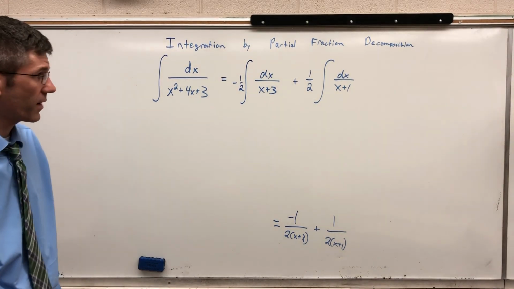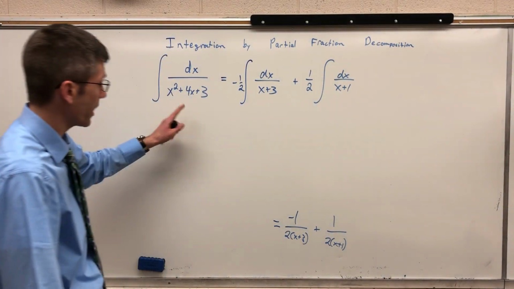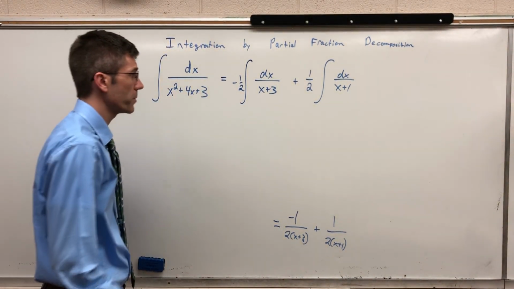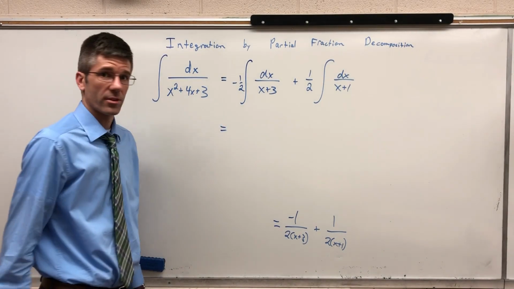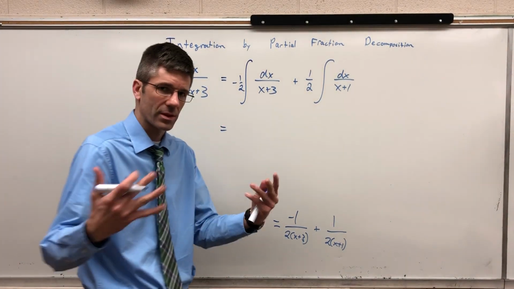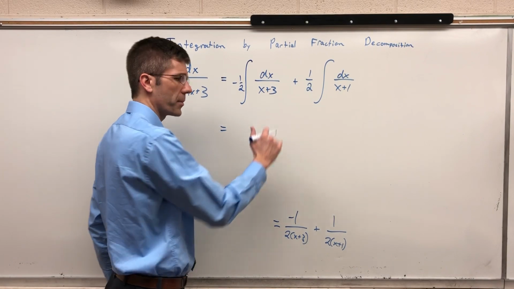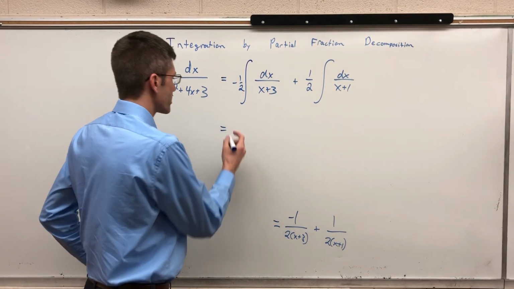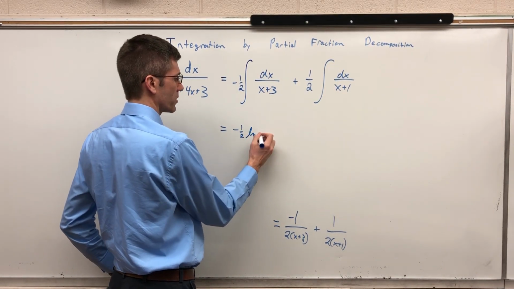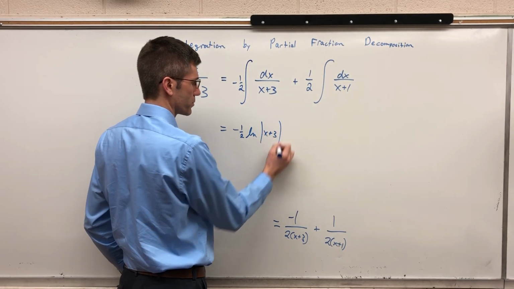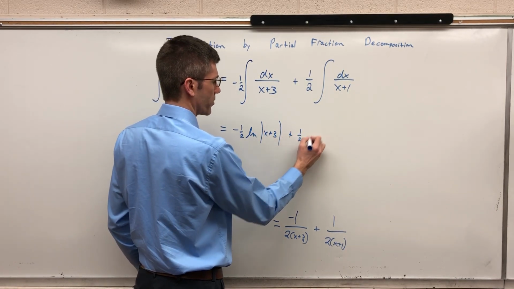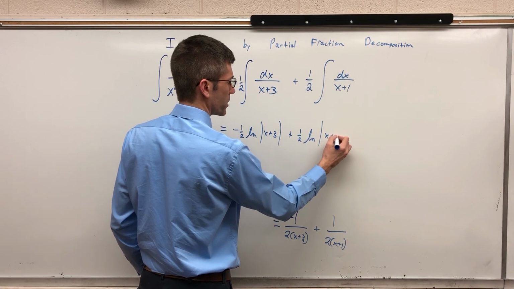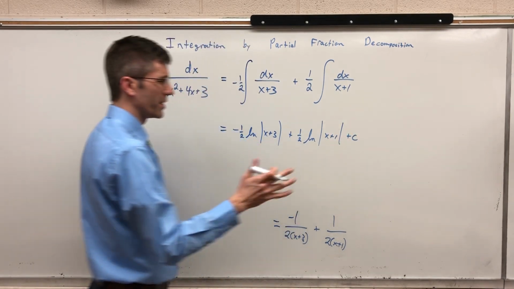Everything I've written here is perfectly valid because this plus this equals that. So we're just breaking it up into its component pieces. And now we'll just integrate. This is like u substitution, but the really easy kind because the derivative of the denominator is 1, so it works out. So we have -1/2 natural log of x plus 3 plus 1/2 ln x plus 1, and then plus c. And we're done, but we're not.